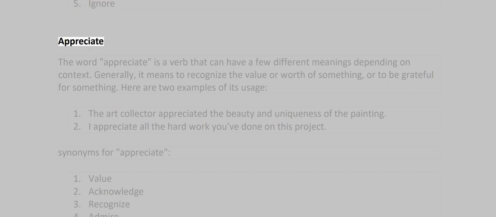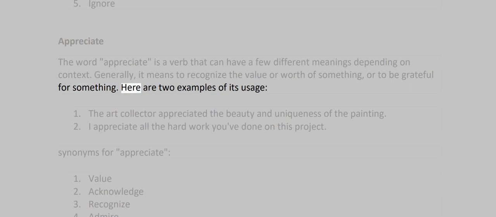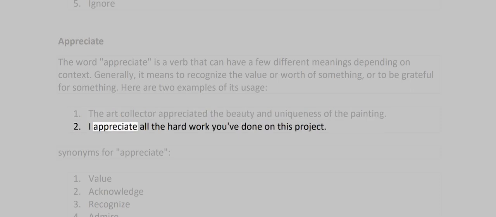Appreciate. The word appreciate is a verb that can have a few different meanings depending on context. Generally, it means to recognize the value or worth of something or to be grateful for something. Here are two examples of its usage. 1. The art collector appreciated the beauty and uniqueness of the painting. 2. I appreciate all the hard work you have done on this project.